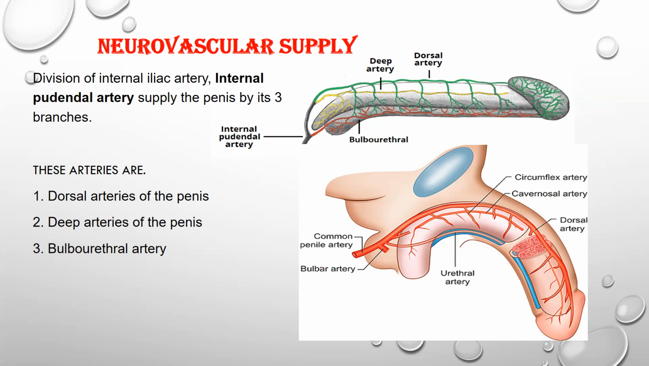So the common penile artery is a part of the internal pudendal artery, and it will supply the whole penile structure. In the penile structure, as I told you, we have the corpus spongiosum and cavernosa. They have many small openings, and through these openings the blood keeps coming into the area. It's like a balloon, which starts getting filled up with blood, and erection will happen. So there are three arteries: dorsal arteries of the penis, deep arteries of the penis, and bulbourethral arteries. Okay.